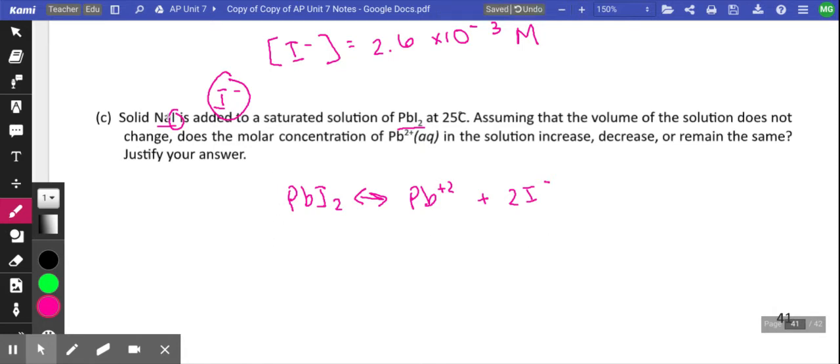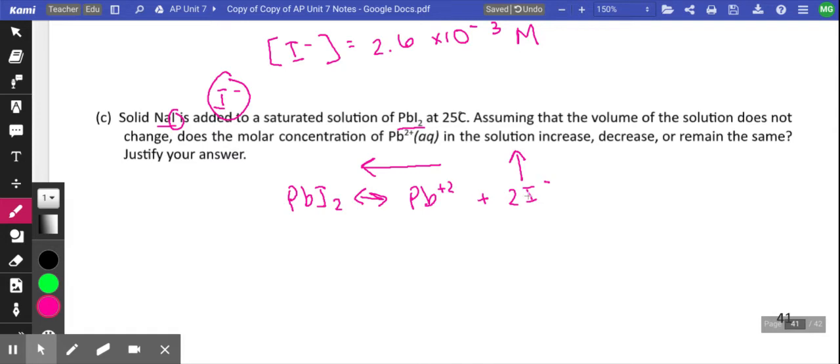So if I add this NaI, and NaI is giving up these I minus ions, that's really like saying I'm increasing the concentration of I minus. And that's going to throw my equilibrium out of whack. So we have to look at Le Chatelier's principle here. If I'm increasing this I minus by adding the common ion of I minus, Le Chatelier's principle tells us that we'll shift away from that increase. We need to use up all these extra I minus ions.